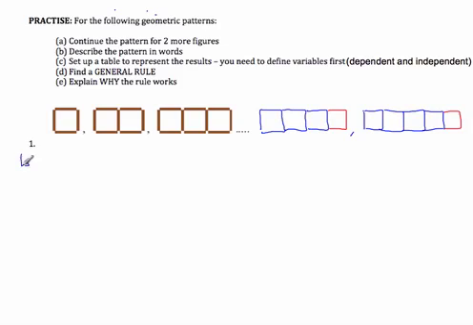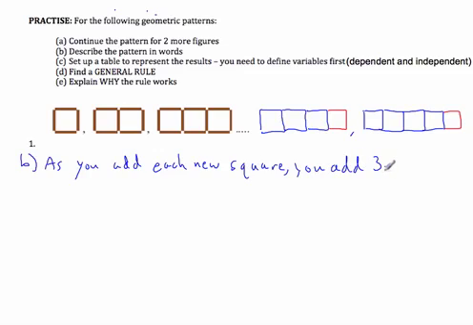Part B, describe the pattern in words. So describe the pattern in words, you could say, as you add each new square, you add three more line segments. Okay, so you can describe it that way. Part C, set up a table to represent the results.